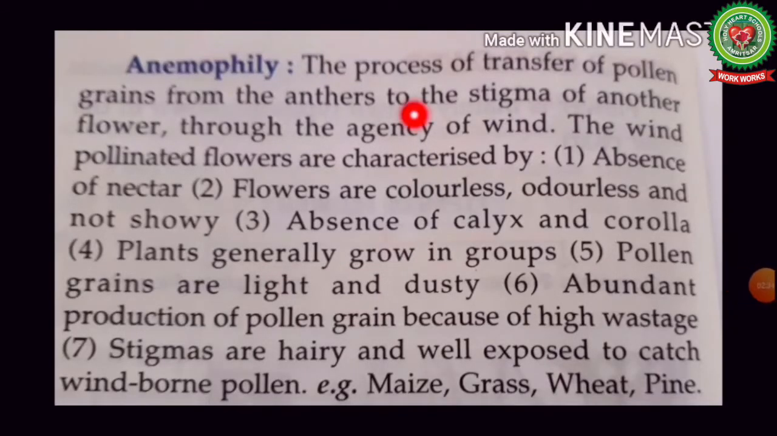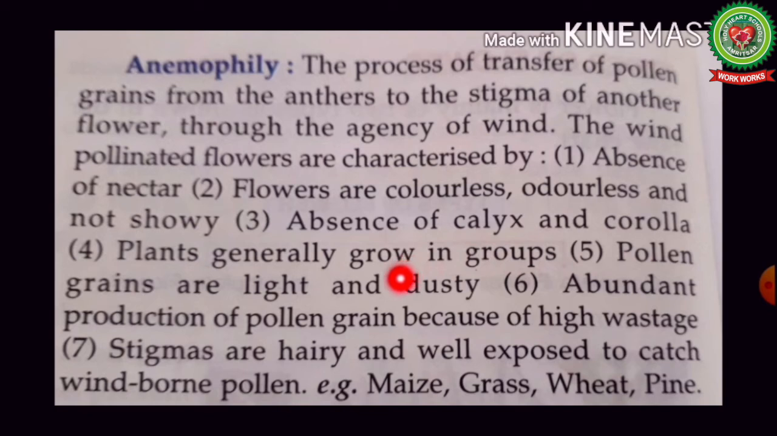Anemophily, the process of transfer of pollen grains from the anthers to the stigma of another flower through the agency of wind. Now, what are the characteristics of wind pollinated flowers? First is they don't have nectar. Second is flowers are colorless, odorless, and not showy. Third is they don't have calyx and corolla. Calyx means group of sepals and corolla means group of petals.